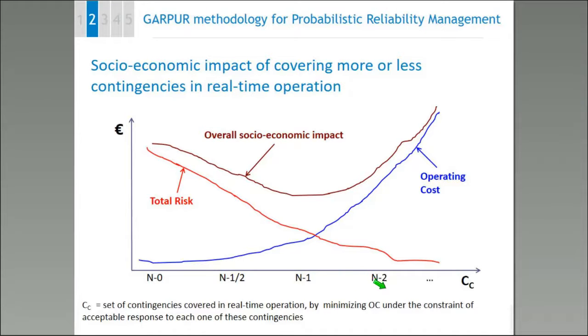And if you apply the N-2 criterion, the reverse will hold. And ideally, what we would like to do is to operate at the optimum here where the overall socioeconomic impact is minimal, which is the sum of the expected cost of service interruptions and of the operating cost. Now, while on this graphic here, it looks like N-1 gives a solution which is close to this optimum here.